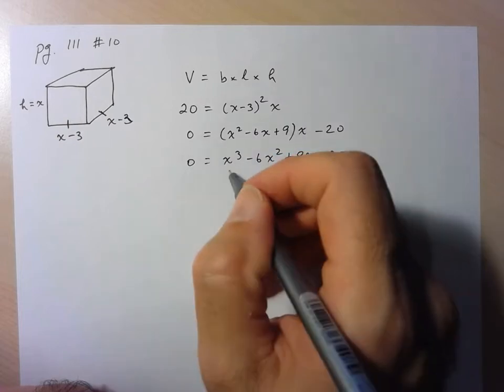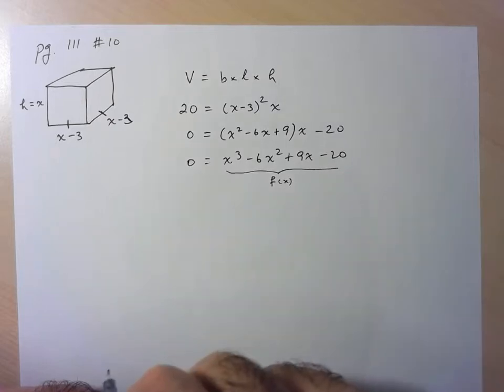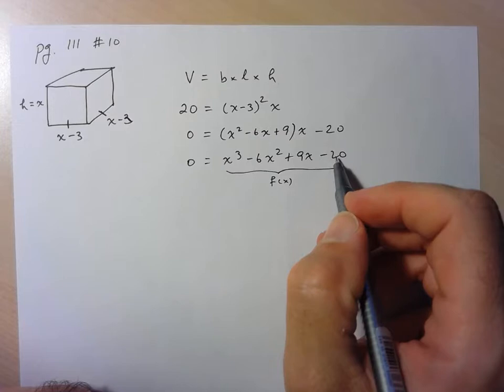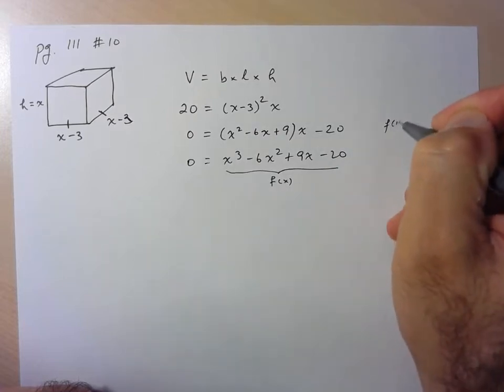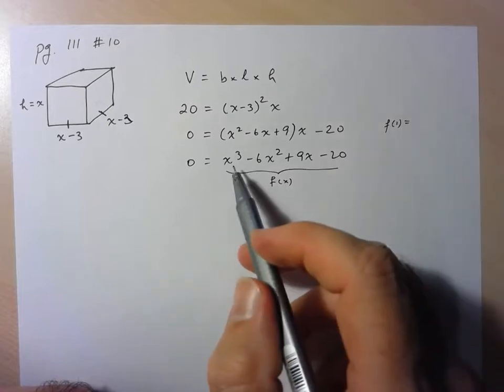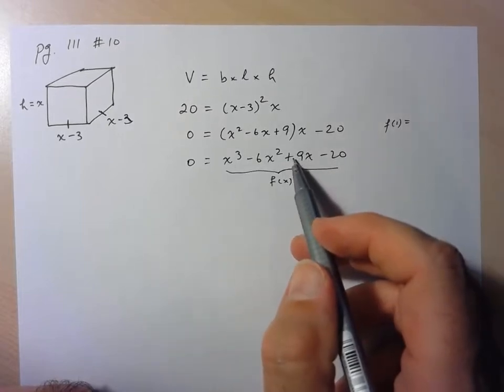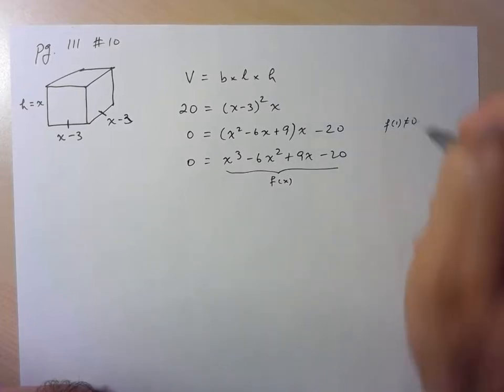Okay, so again, let's give this a name. Let's call this f of x, and let's start testing out our factors of 20. We only have to worry about 20 because the leading coefficient is 1. So this is where we start, f of 1. Okay, 1 minus 6 is negative 5. Plus 9, well, I can already see once I subtract the 20, that's not going to be equal to 0.